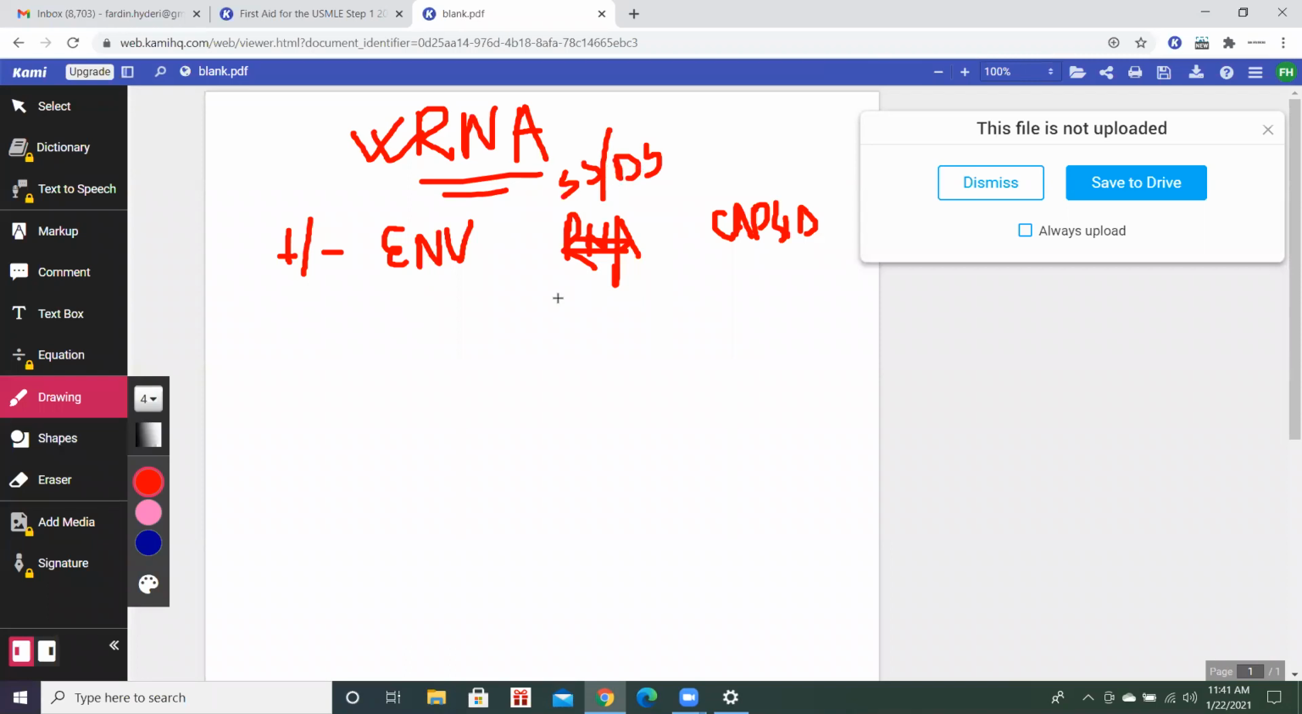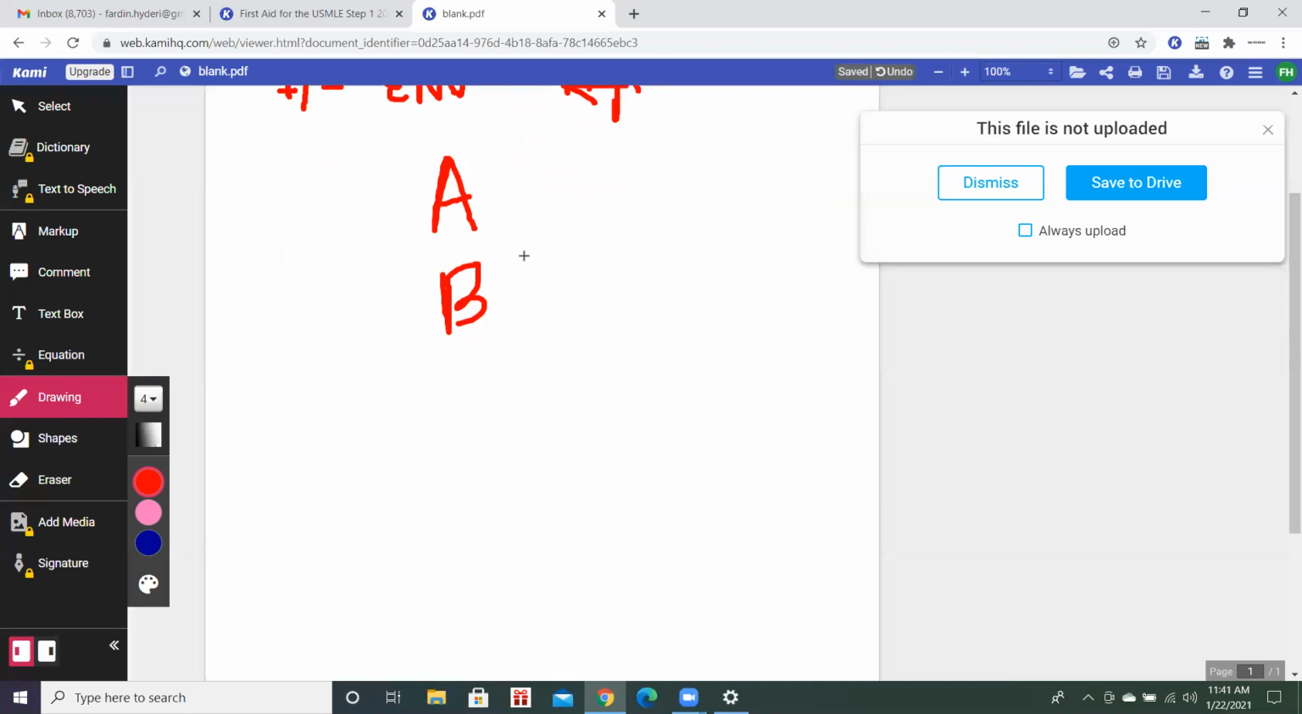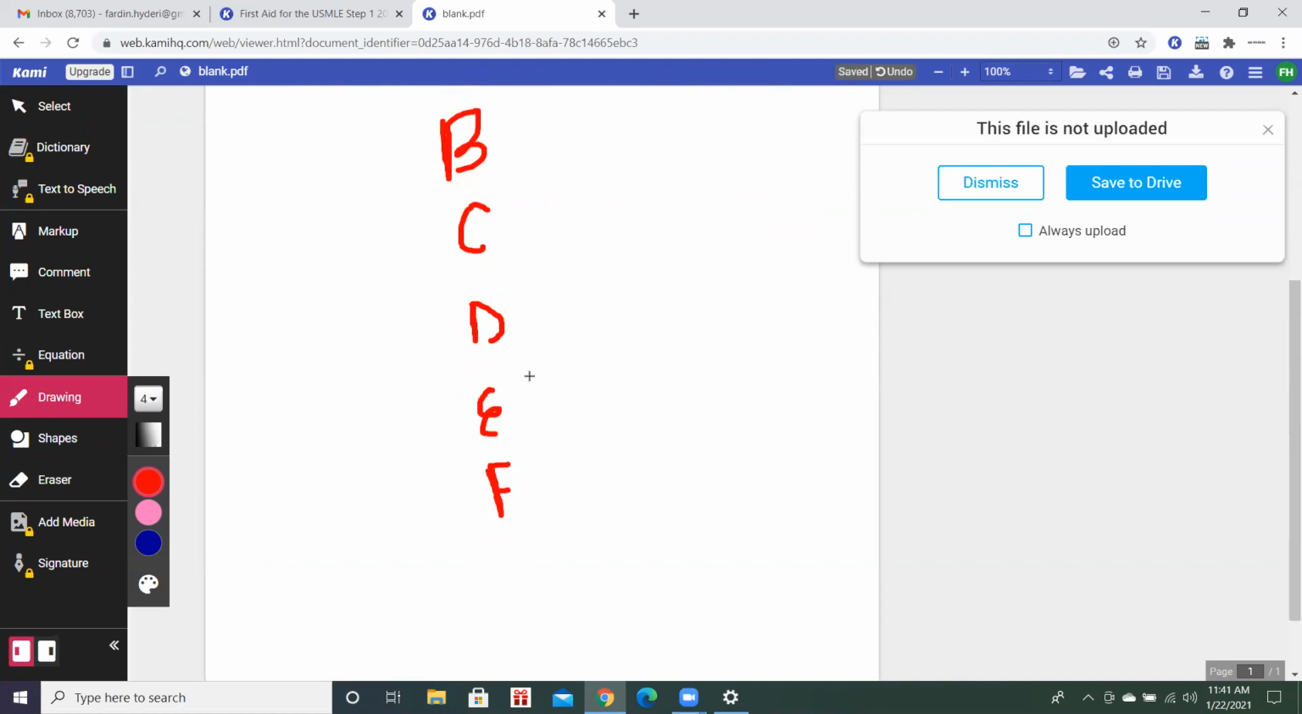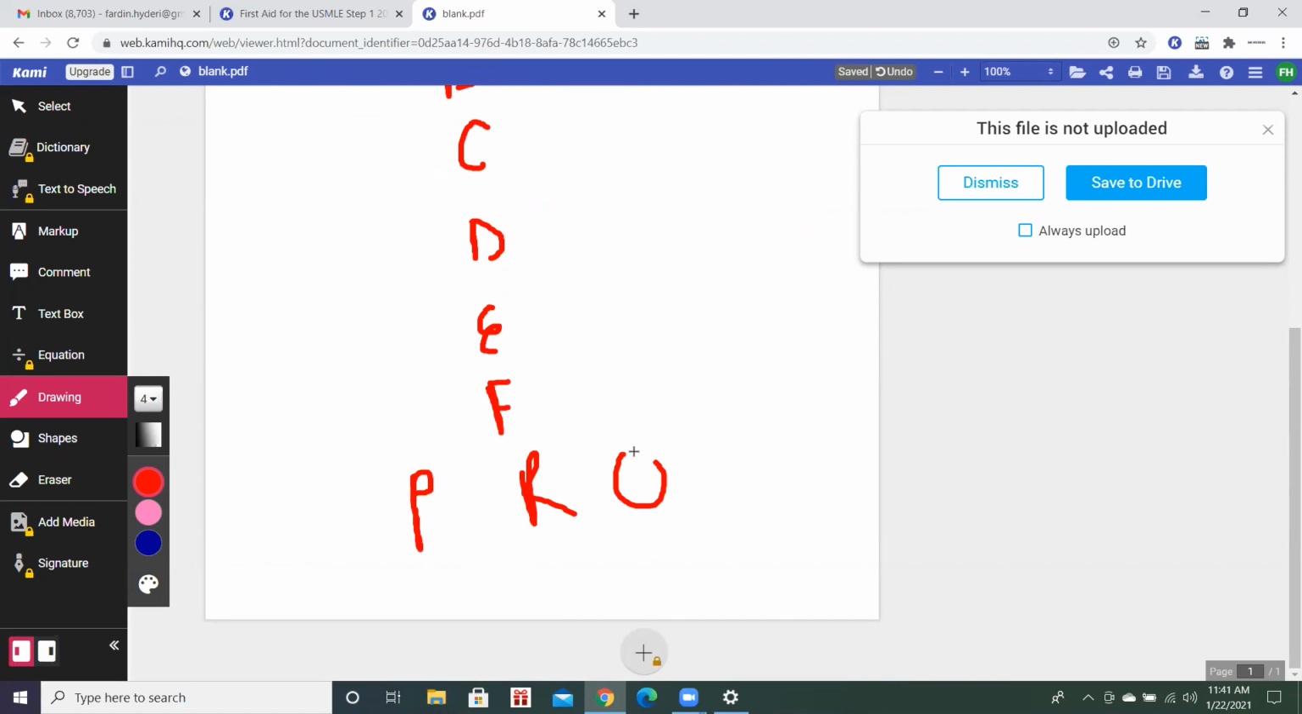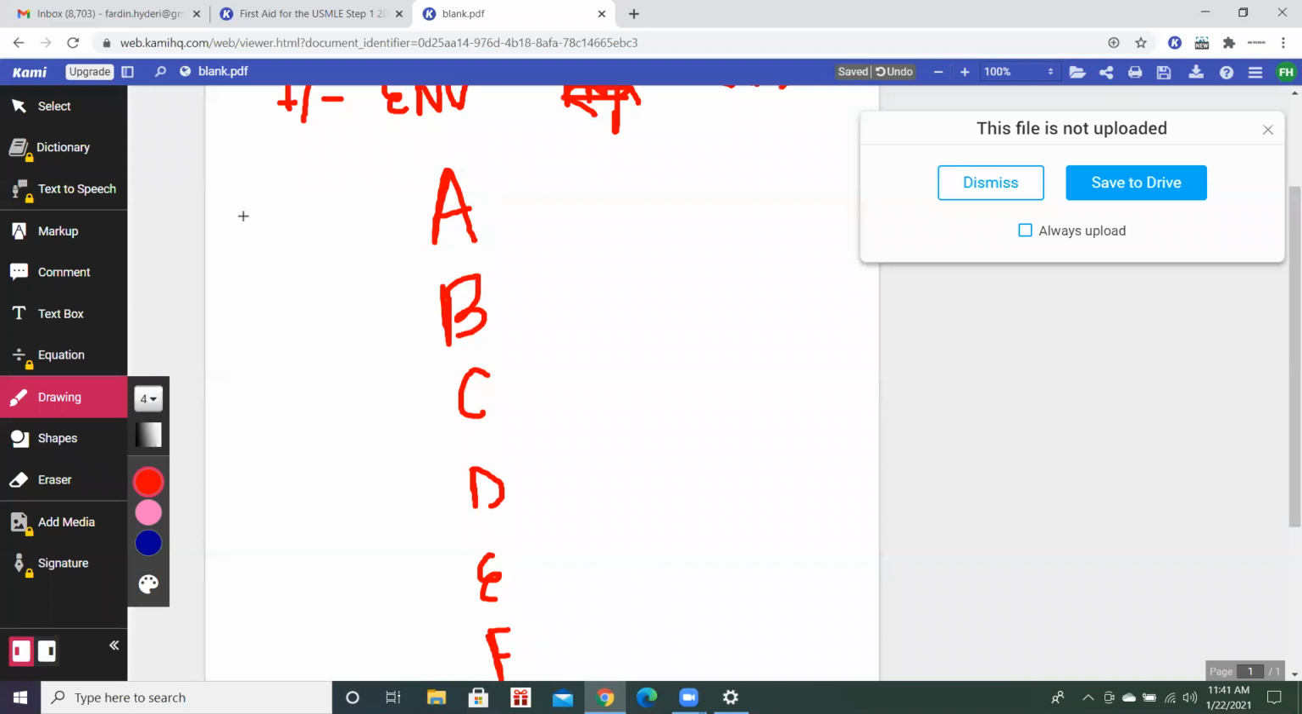Now, the one that I did not mention: all viruses are icosahedral, except A, B, write this down, this is not in your First Aid. All the viruses are icosahedral except A, B, C, D, E, F, and PRO, P, R, O, meaning that you are a professional at learning A, B, C, D, E, F. These viruses are helical. These viruses have a helical capsid.